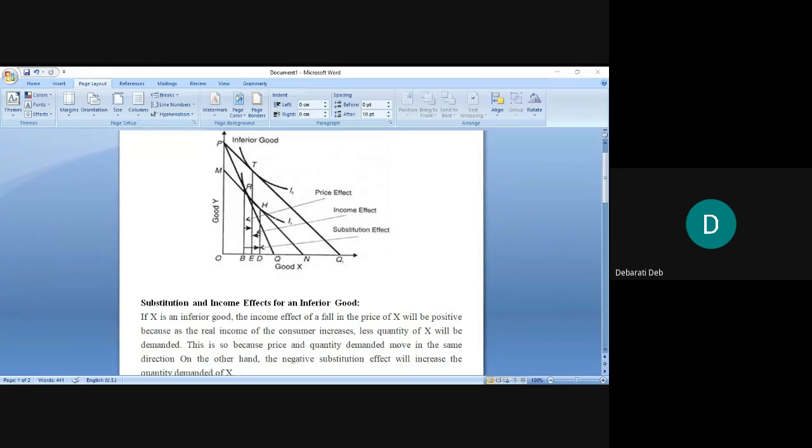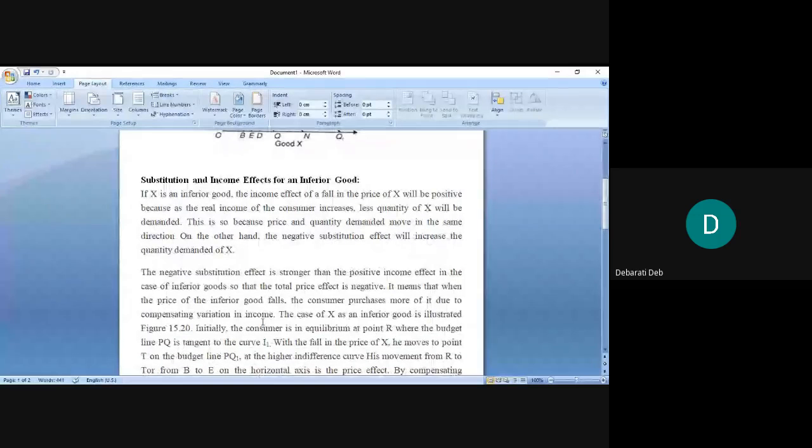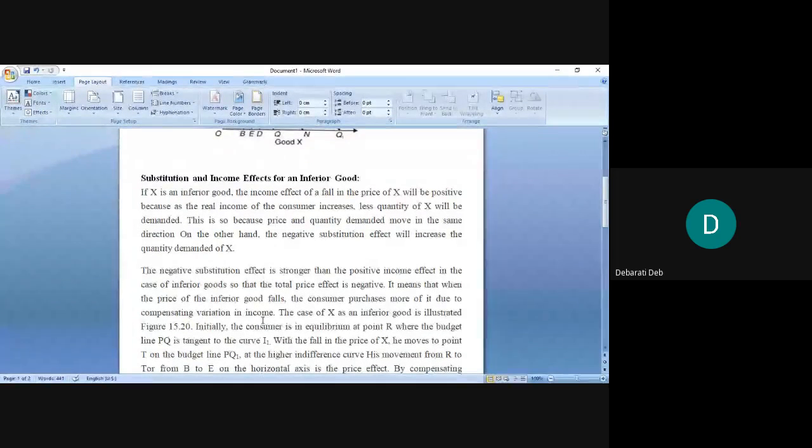Because the substitution effect will also come here, and it will show its impact. So the negative substitution effect will ultimately increase the quantity demanded of x. Now, this negative substitution effect is stronger than the positive income effect in the case of an inferior good. That means this impact will be more on the consumer than the positive income effect.